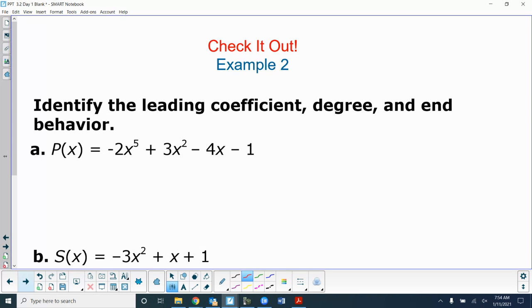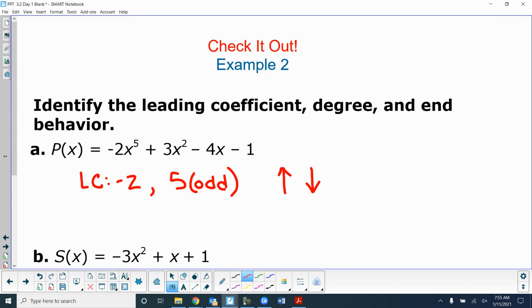Leading coefficient is negative 2, in the right order. The degree is 5, which is odd. And for end behavior, since that's a negative, the far right is going down. Since this is an odd degree, the far left would be going up. Opposite direction. Odd degree, opposite direction.